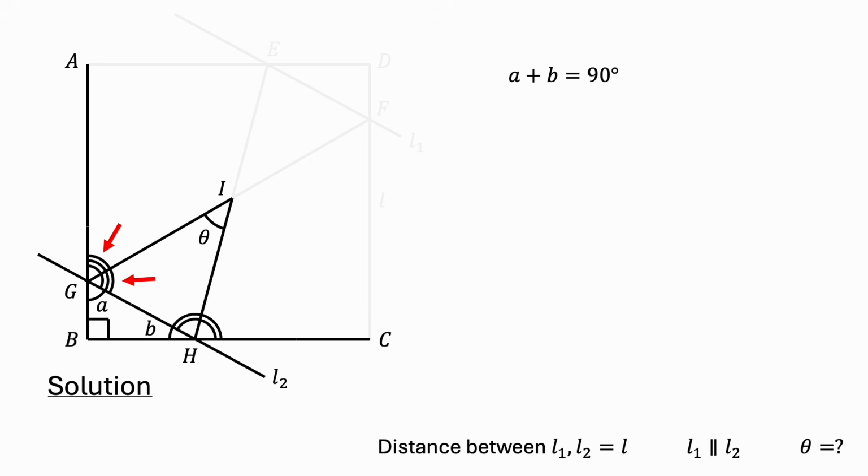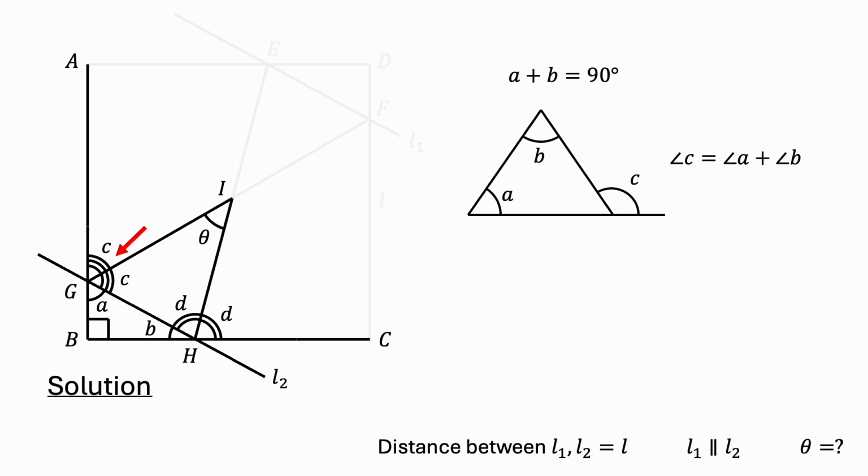Next, let angle AGI equals angle IGH equals C, and angle GHI equals angle IHC equals D. Angle AGH is an exterior angle of triangle GBH. Since an exterior angle equals the sum of interior opposite angles, we have 2C equals B plus 90 degrees, and so C equals B over 2 plus 45 degrees.